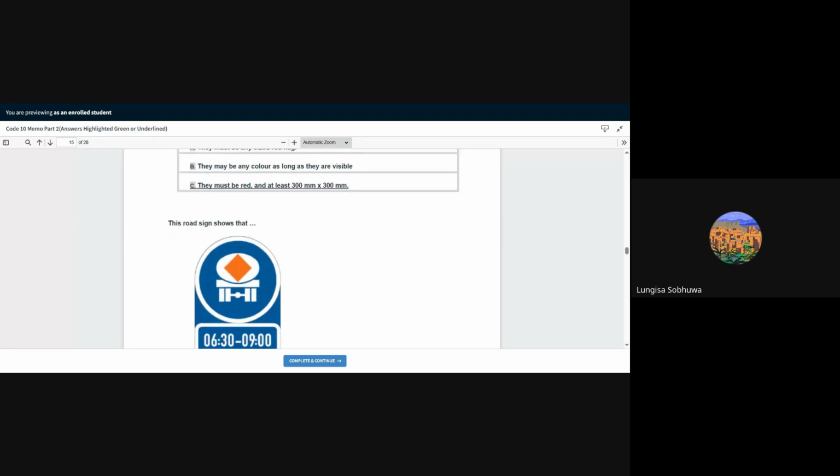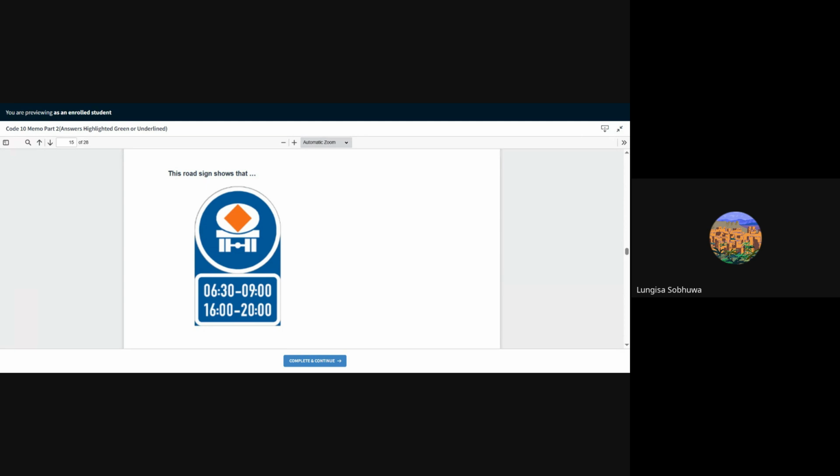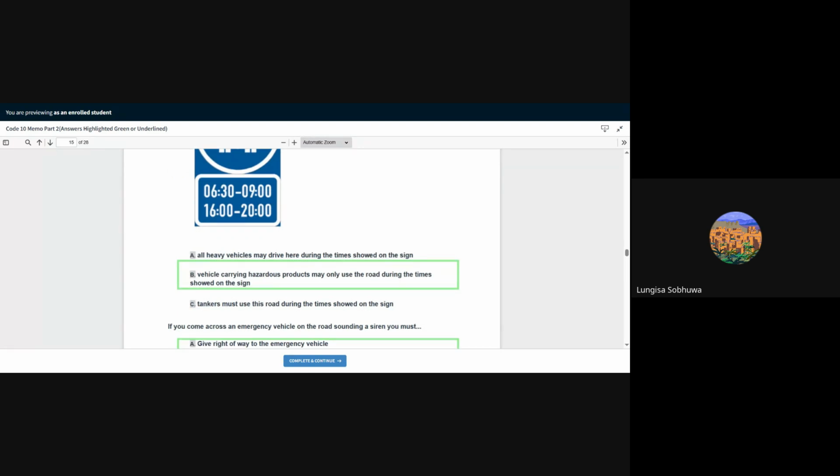And then next question. This road sign shows you that, and this is a combination. You can see this is a vehicle carrying dangerous goods, and you can see these are time allocations. Let's find out what this means. So the answer there is B. Vehicles carrying hazardous products may only use the road during the times shown on the sign. That's the answer.